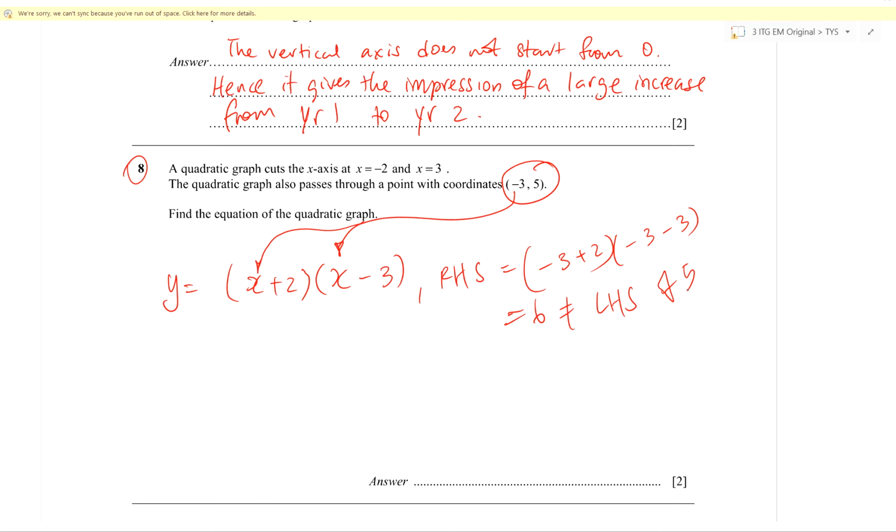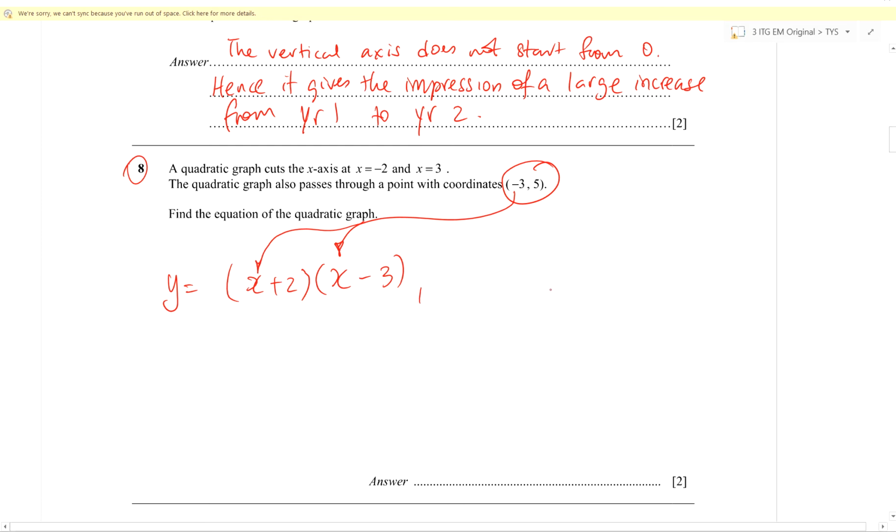So to make it correct, we have to put a in front. Okay? Because we haven't taken into account this value of a. So now is the time for us to put in -3 for all the x values, and we put in the 5 for the y value. So substitute at -3, 5. We have 5 equals to a times of -3 plus 2, -3 minus 3.